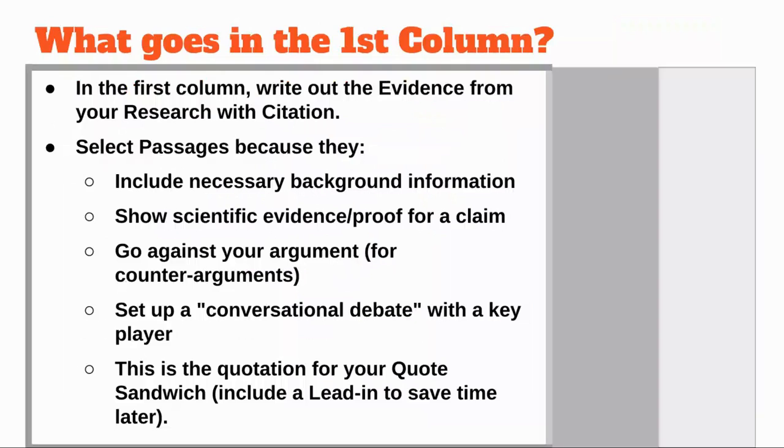So as a quick review, what would go in the first column? Well, for this assignment specifically, this is going to be a triple entry journal outline of your research paper. Okay, so you're going to organize all of the research that you have found for your research paper, and you're going to turn your research into triple entry journal entries. Okay, so in that first column, you're going to write out the evidence for your research with citation. So the first column, pick one source that you're using and the quotation or the data that you are using from that source, and you're going to put it in the first column.